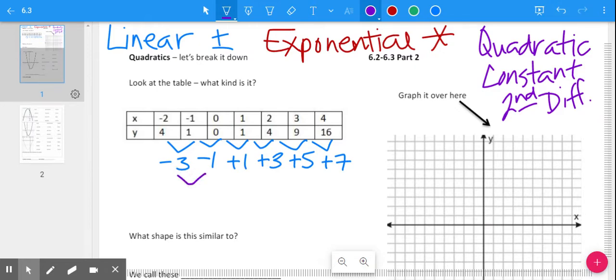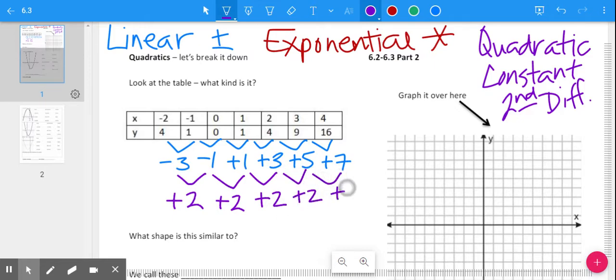So how do you go from -3 to -1? You add 2. From -1 to +1, add 2. 1 to 3, add 2. 3 to 5, add 2. 5 to 7, add 2. So because it has the same second difference, we're adding 2 across the entire thing, that makes this a quadratic function.